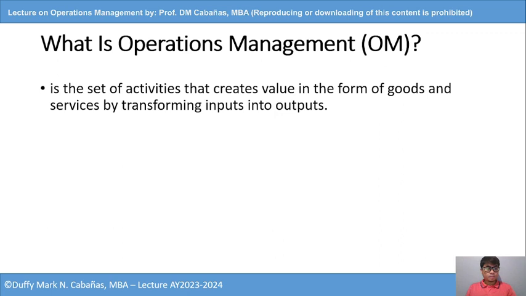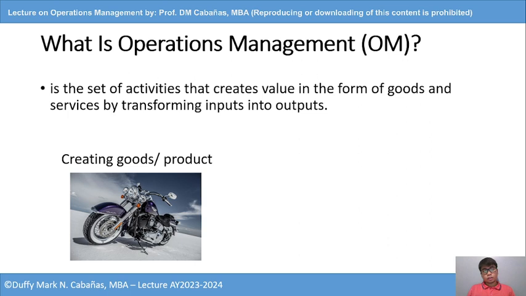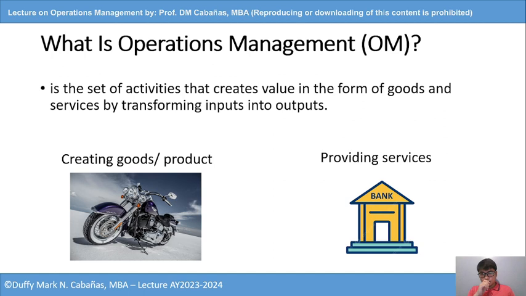Case in point, in creating goods or products, these are tangible, things you can see and touch. Take this Harley Davidson motorbike, it's something tangible. We can see, we can feel, we can touch. So it's creating of goods. Meanwhile, we also have providing services, which is not tangible, cannot be seen. Case in point, the services that banks are providing. So what are those? Financial services, right?